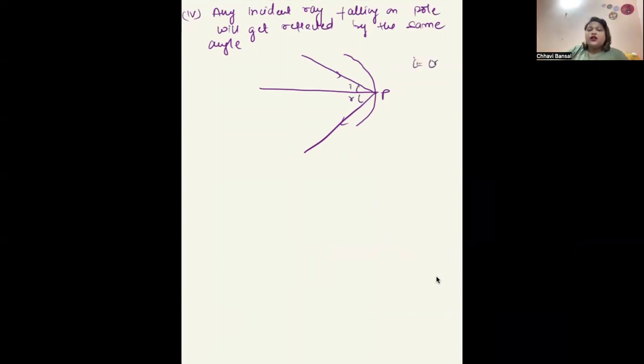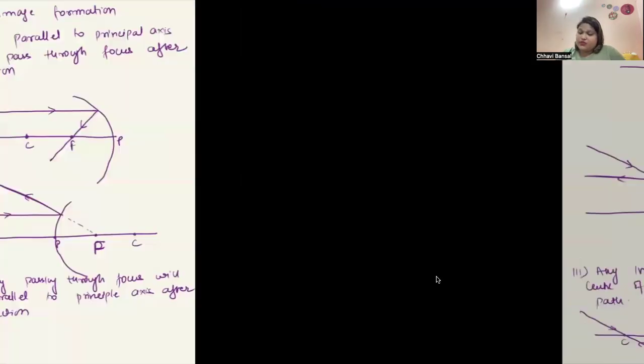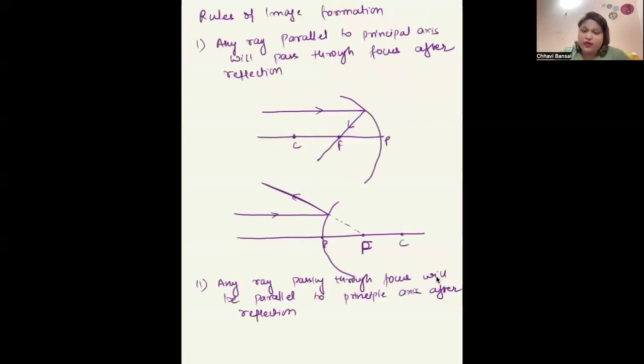Okay. These are the four rules for making any image, any type of image. So these are the rules that we have to follow while making the image from both concave and convex mirror. And these rules are very, very important. Clear? Any doubt?